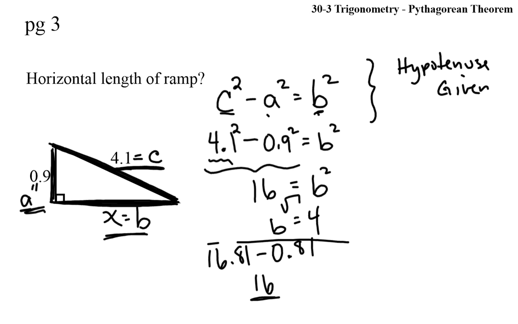So b equals 4. And b equals 4, if I put that into my sketch, it's not drawn perfectly to scale, but we see that what we've solved for is shorter than the hypotenuse, which it should be. 4.1 should be the longest side, and it's a little bit longer than another side.